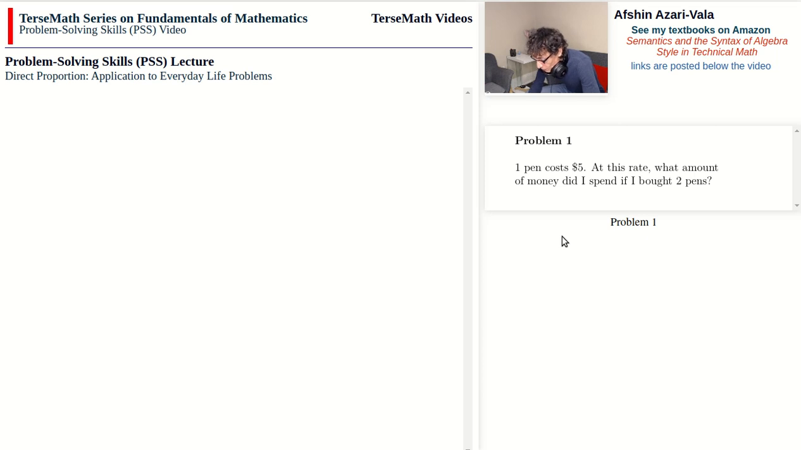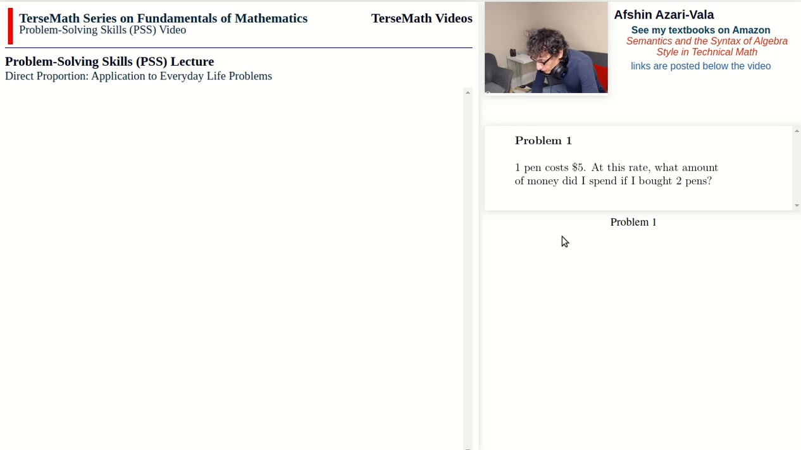And again, what this means is that if you buy twice as many pens, you pay twice as much. If you buy 3 times as many pens, you pay 3 times as much. And of course, if you buy half as many pens, you pay half as much. So this is the kind of relationship that we call direct proportion. The value of one of the quantities gets multiplied or divided by a number, and the value of the other quantity gets multiplied and divided by the same number.